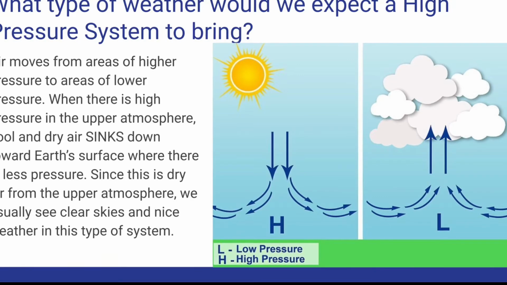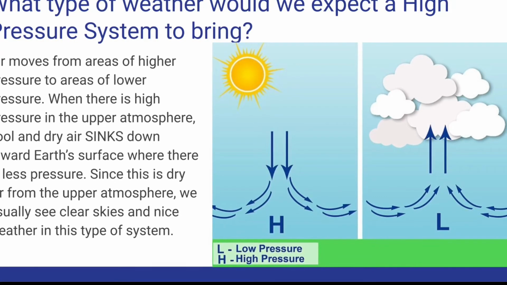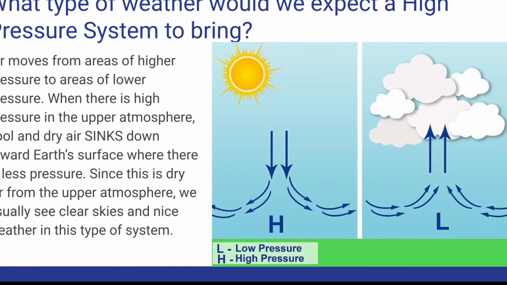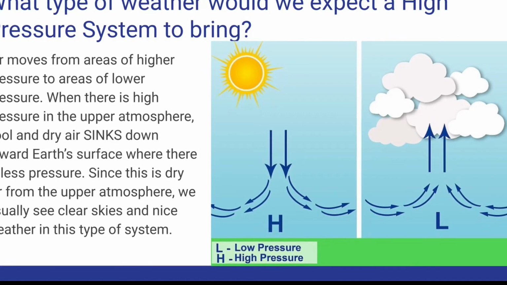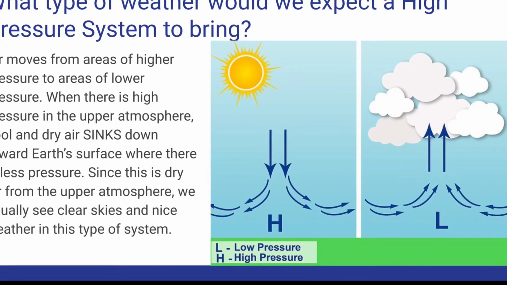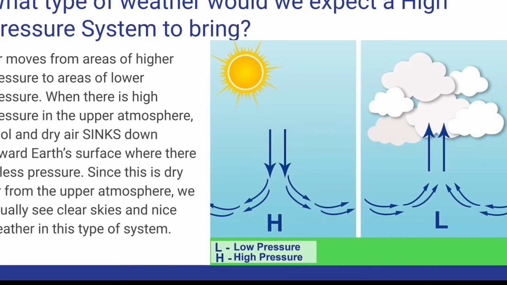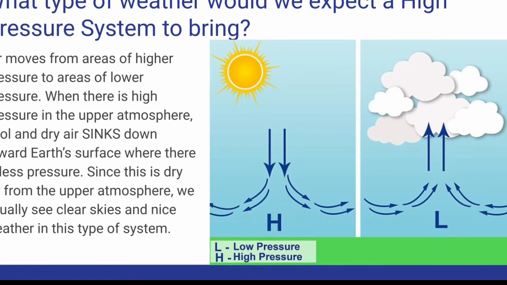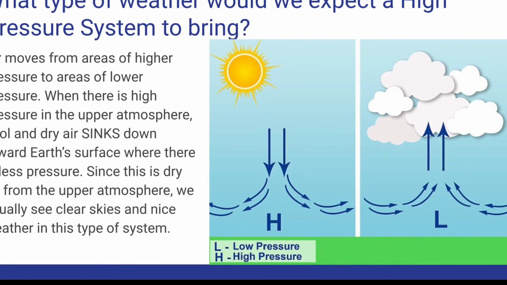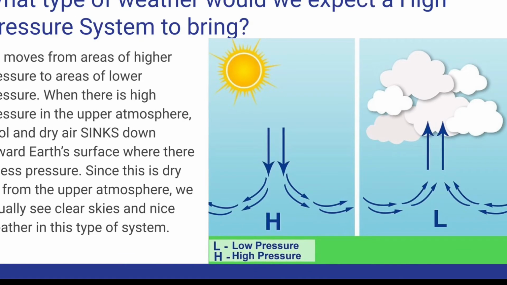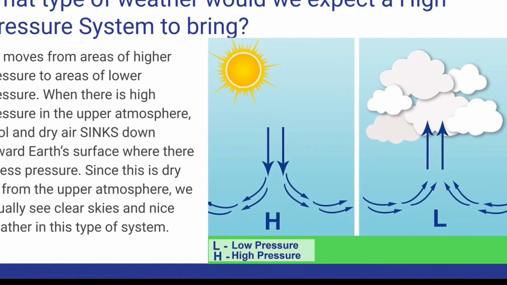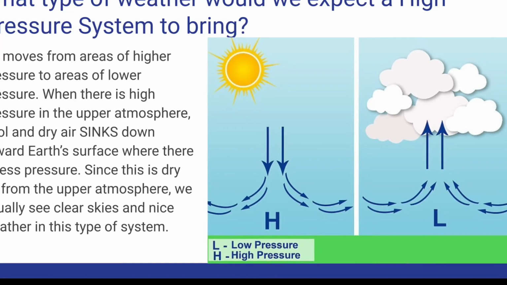So that air from up there is cooler and it's dry air. So down here on Earth's surface, we're experiencing nice dry weather, nice dry air. We don't have a lot of water vapor in the air because that air came from up high where there was high pressure and it moved down toward Earth's surface where the pressure was lower. Since this air again came from the upper atmosphere where it's dry, this is when we'd see clear skies and pretty nice mild weather.